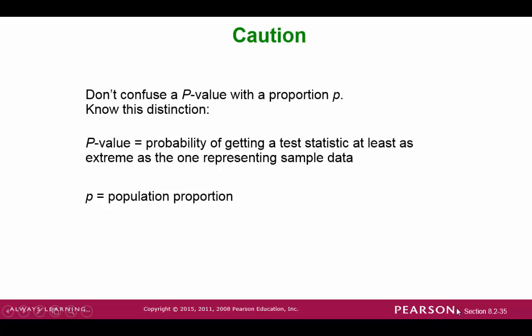A word of caution, especially when we move into the next section. Our p-value is the probability of getting a test statistic at least as extreme as the one representing the sample data. Our p symbol is the symbol that we use for population proportion. So I generally like to use PV for the probability value.